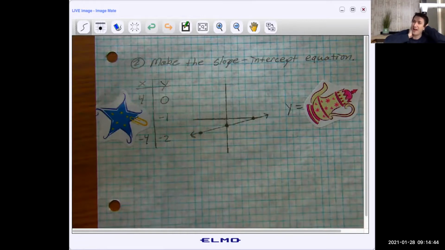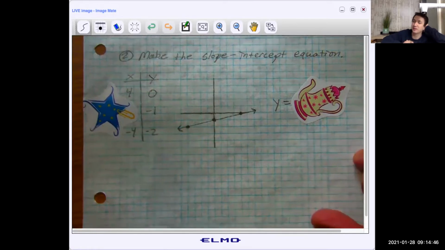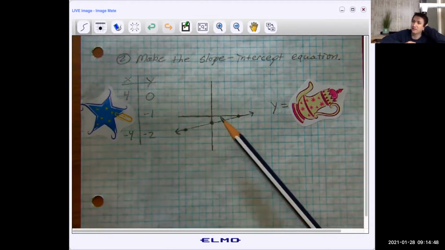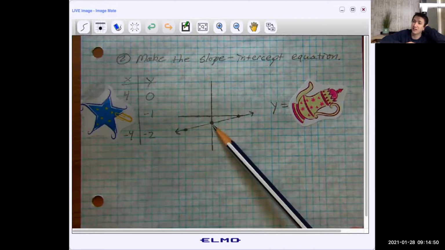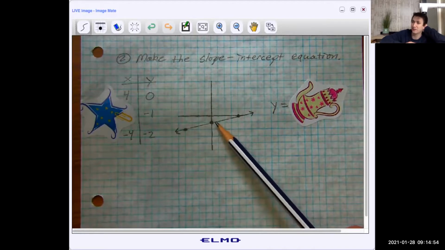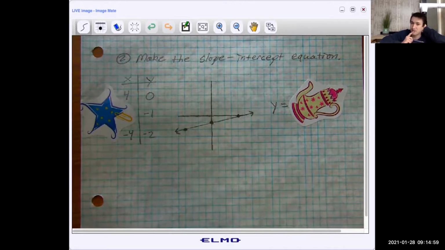So if the quiz asked what is the starting point, then I might say 0, -1 is the y-intercept. I think that's how I'd answer that question, but that's kind of a tough question to answer because it goes forever in both directions like that. Okay, so that's slope-intercept. We're going to go on and look at point slope next.